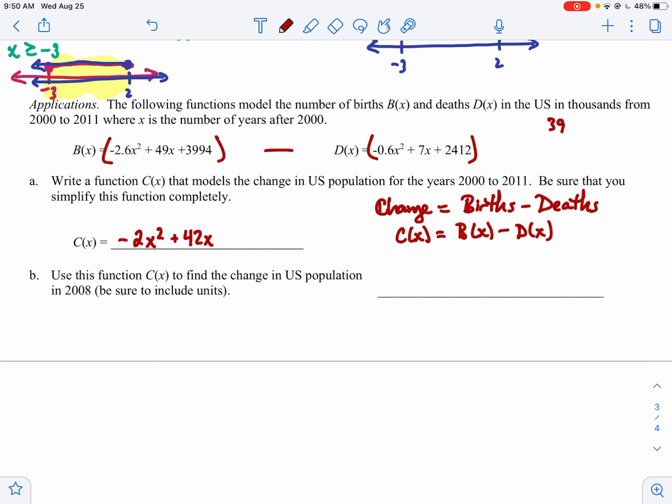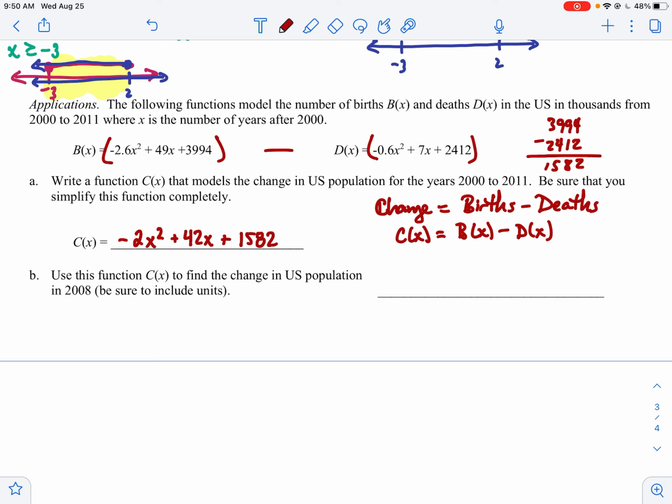3,994 minus 2,412, that's going to be 1582. So there's a new function that will model the change in the U.S.